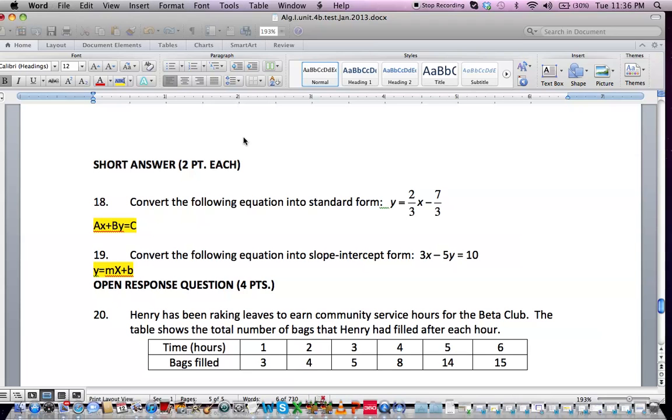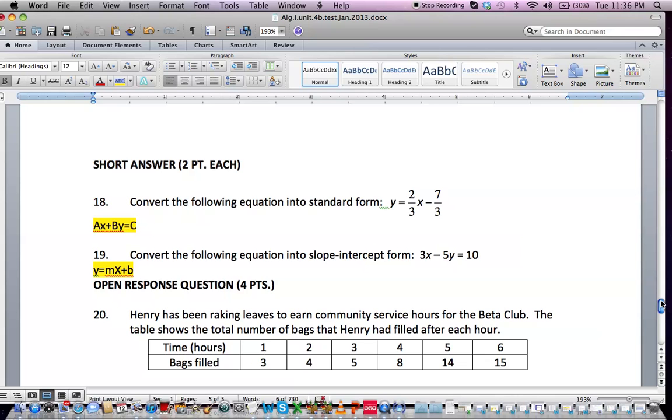Okay, this is part two of our unit test 4B. We're going to do the short answer and the open response during this part. You have completed the multiple choice, and we're going to start with this now.